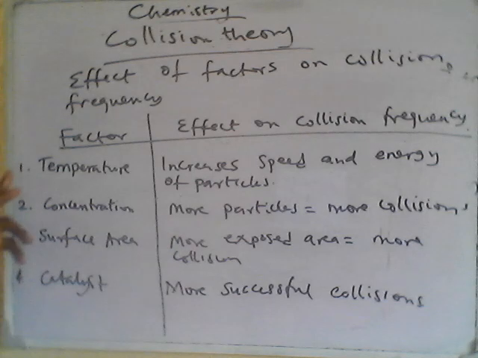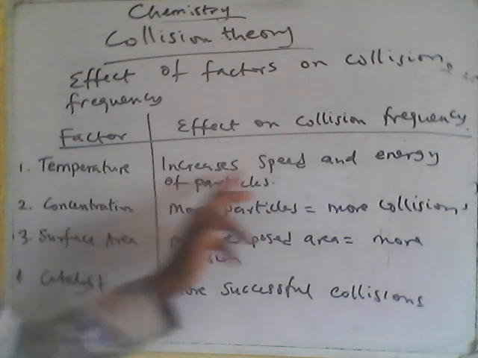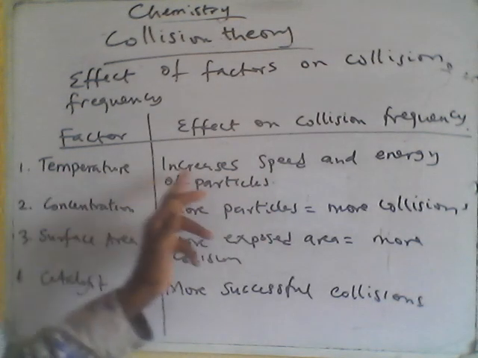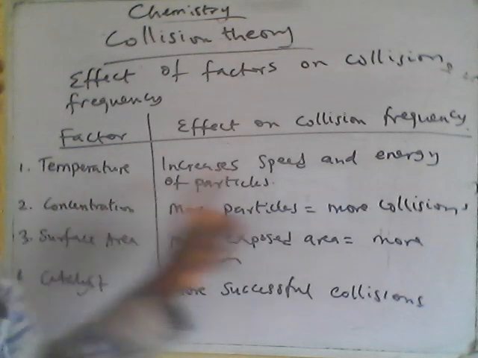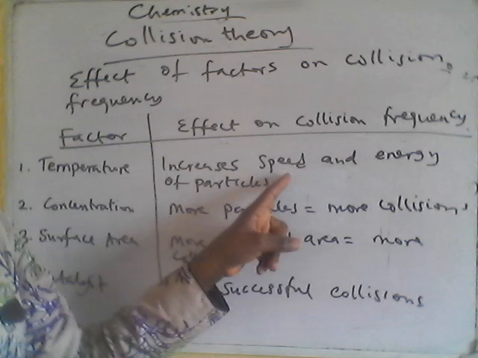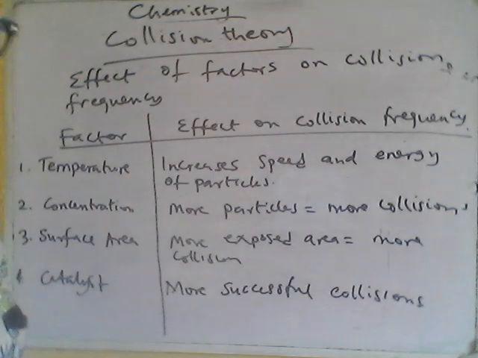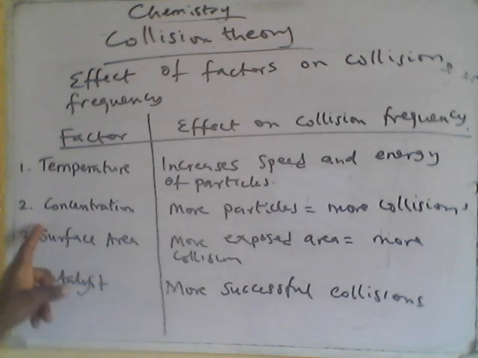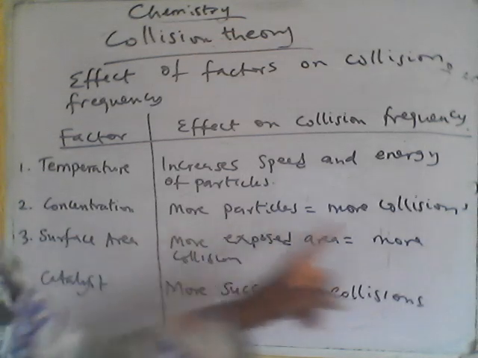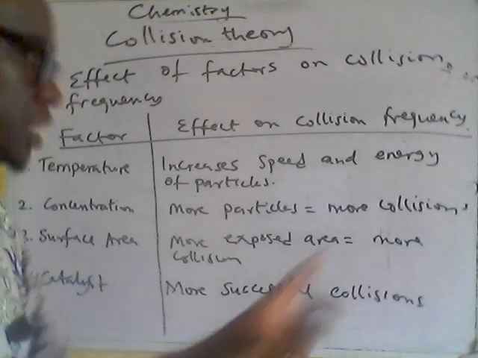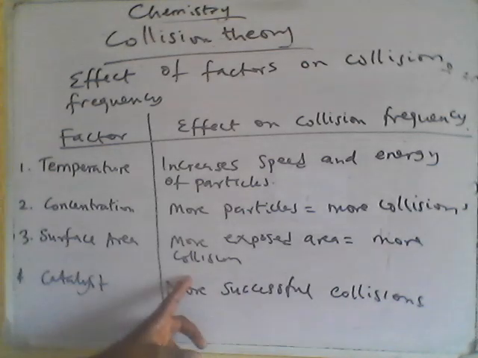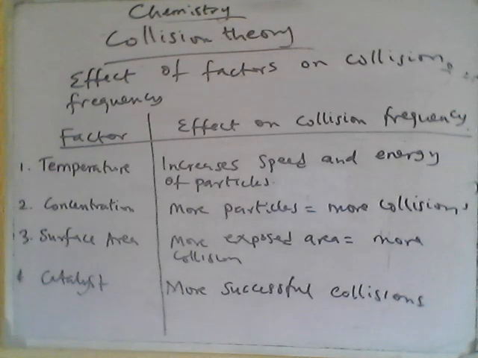So number one factor, temperature. So increasing speed. Temperature does what? Increases speed and energy of particles. So this is how an increase in temperature will ensure that collision happens and that reaction rate is faster. Concentration, more particles, more collision. See? Then surface area, more exposed area, more collision. And finally, catalyst ensures more successful collision.